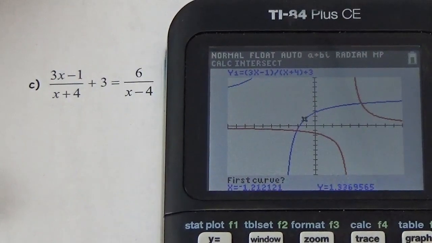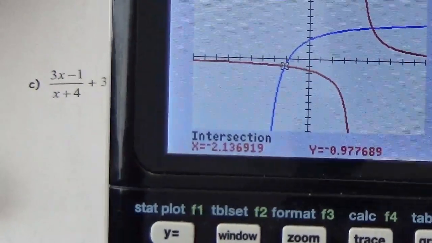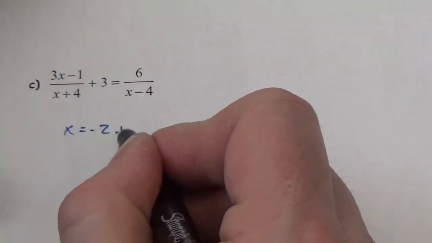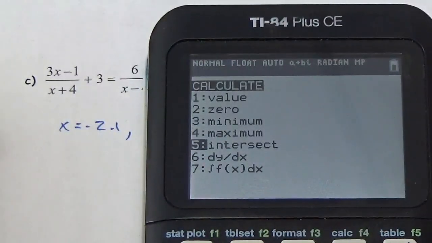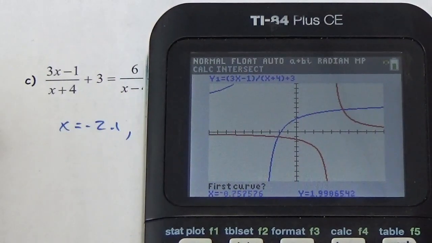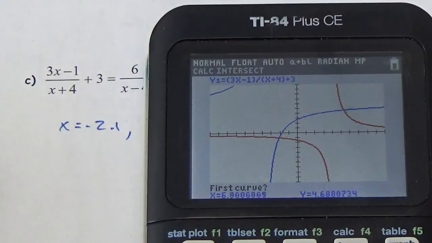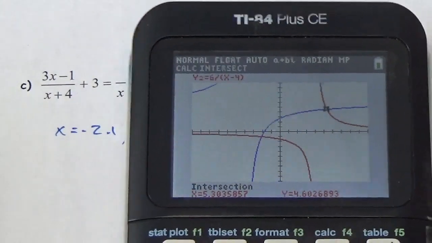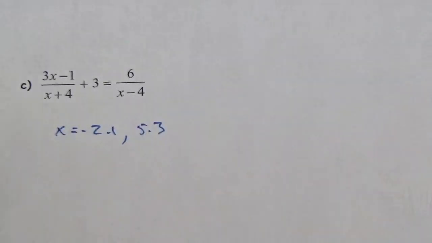So now I can move the cursor closer here, press enter, enter, enter. All right, now this one, the numbers are working out a little bit not pretty. So negative 2.1. I'm going to do that again. Second trace. Intersect, and then we're going to move over to this next point. Now I want to make sure that I cross over that asymptote. Although in the previous question we saw that the calculator did jump backwards over that. I'm just not convinced that that'll always work. In this case, what do we got here? 5.3. And those are your two solutions.